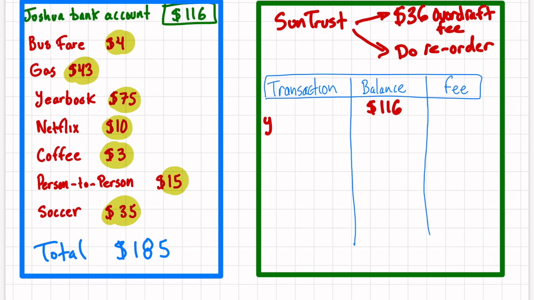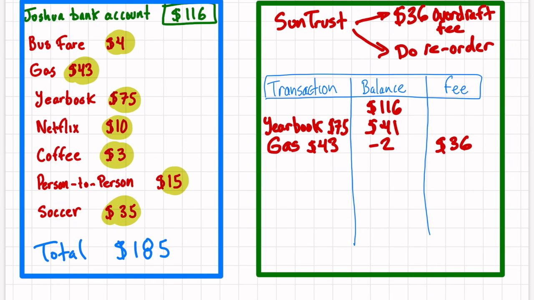So let me fix my information. For the yearbook, like I said, I have a balance of $116. For the yearbook, I got a charge of $75. So 116 minus 75 is $41. And then for gas, my second highest, it's $43. So 41 minus 43, now I have negative $2. So now I have to pay the overdraft fee of $36 because I don't have any more money.